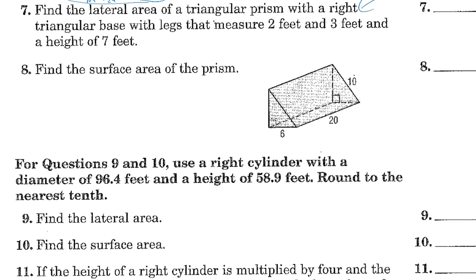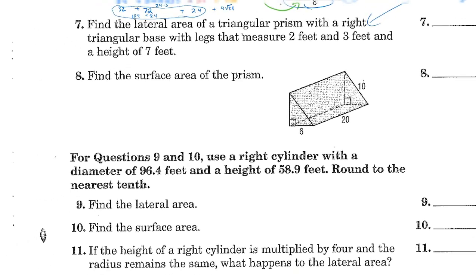Find the lateral area of a triangular prism. So we have a triangle and triangle with a right triangular base. So we have a right triangle going to the same right triangle like this. It says the right triangular base with legs that measure 2 and 3, and a height of 7. So there's our right triangular prism. I didn't do dashed lines well in that drawing.